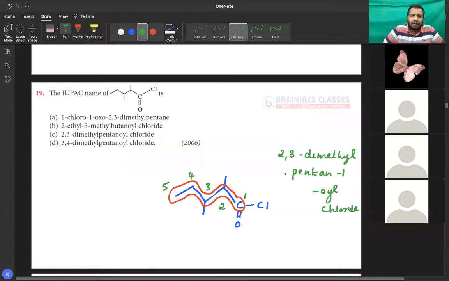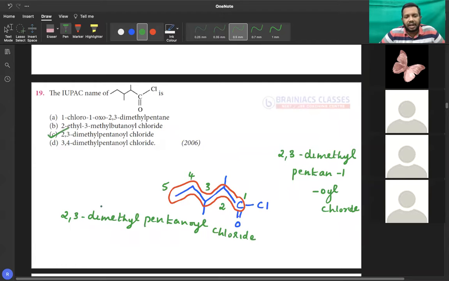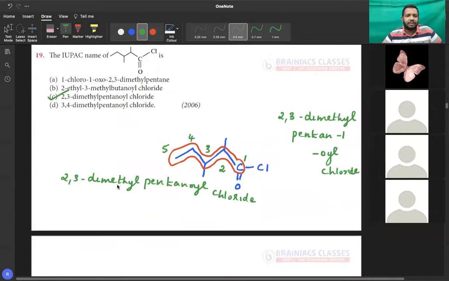So what is the name? Combine, we can write it like this: 2,3-dimethylpentanoyl. Either you can say pentan-1-oyl or we can say pentanoyl chloride. This will be the answer. So which option corresponds to that? I hope option 3, option C is correct. Option C will be the correct answer. Are you getting? Yes, sir. All of you are getting it right. Good going. So let's go to the next question.